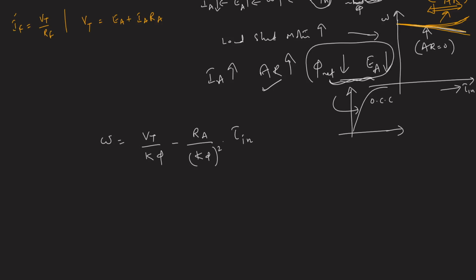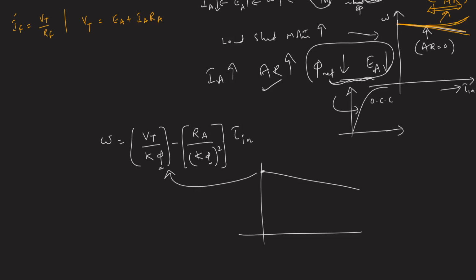Now if phi is constant, then this would have been a straight line. Vt is constant, K is constant, phi is constant, Ra is constant. So it represents a straight line with a negative slope, with this value as the intercept and this value as the negative slope.